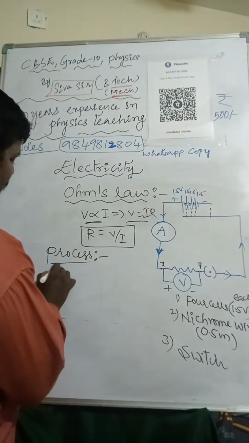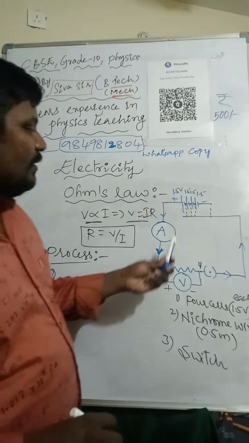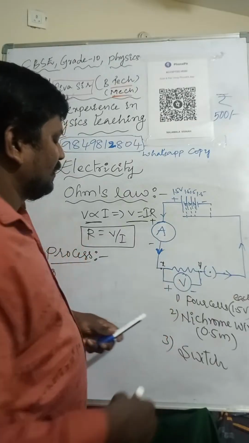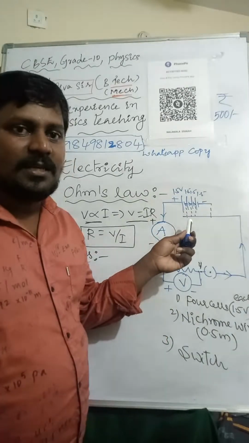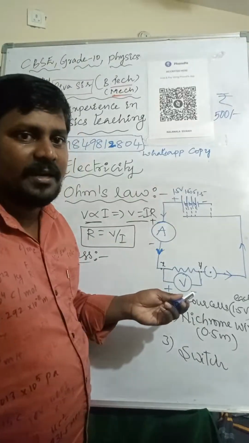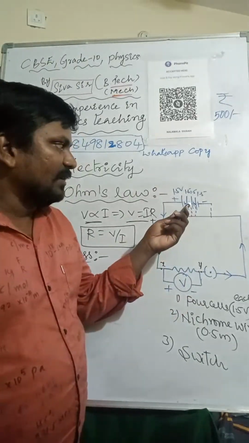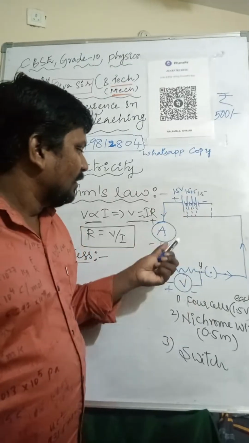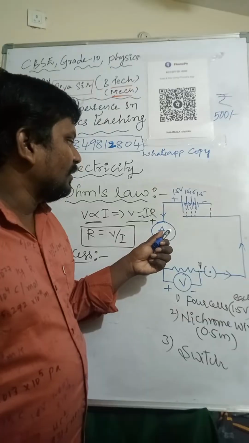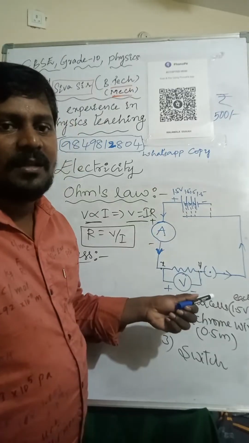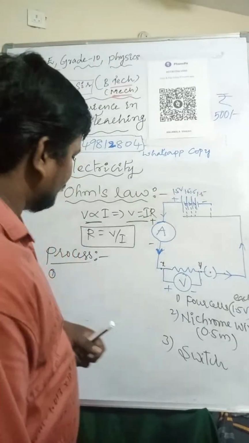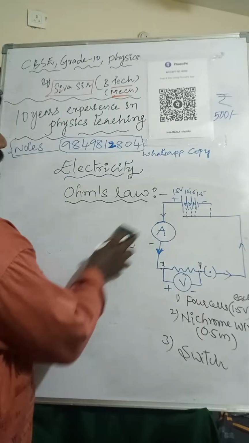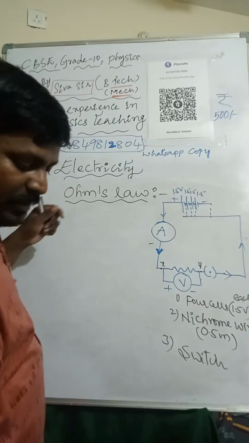First connect one cell and note down the readings of the ammeter and voltmeter. Next, connect two cells and note down the ammeter reading and voltmeter reading. Connect 3 and 4 cells and repeat the same process. Taking the values of ammeter and voltmeter, you can mention them in tabular form. I'm giving the tabular form here.